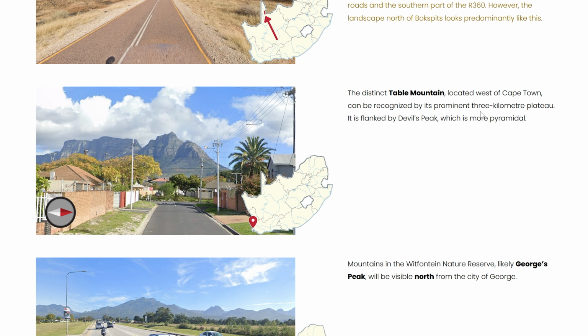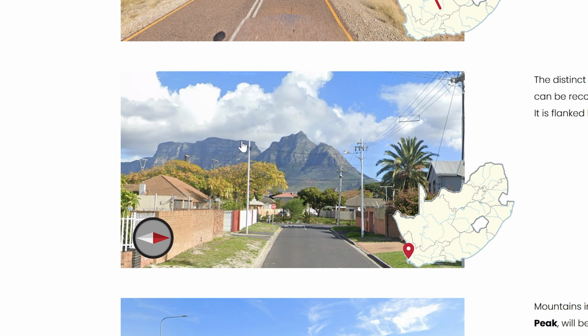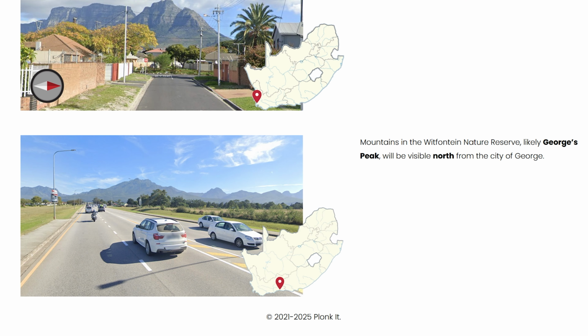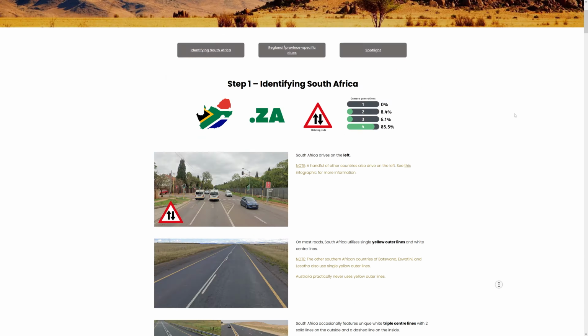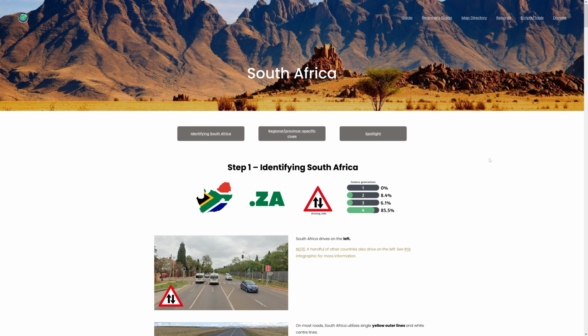Now this is cool because this is Table Mountain, which is located west of Cape Town, and it's recognized by its prominent 3-kilometer plateau. It is flanked by Devil's Peak, which is more pyramidal. So this is the table and this is the Devil's Peak, I suppose. Last but not least, mountains in the Witfontein Nature Reserve, likely George's Peak, will be visible north from the city of George.